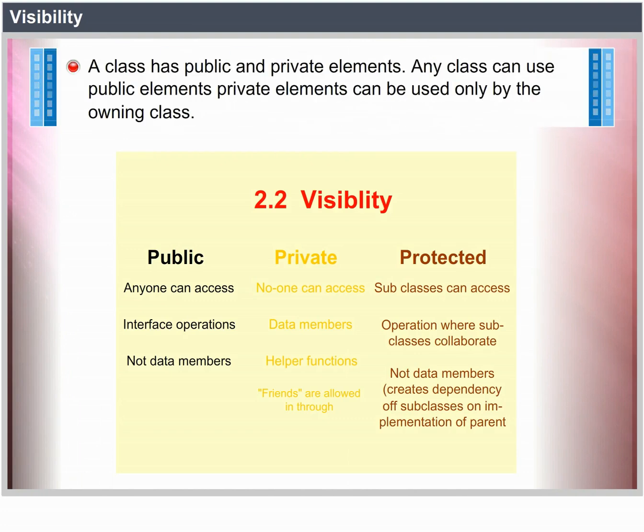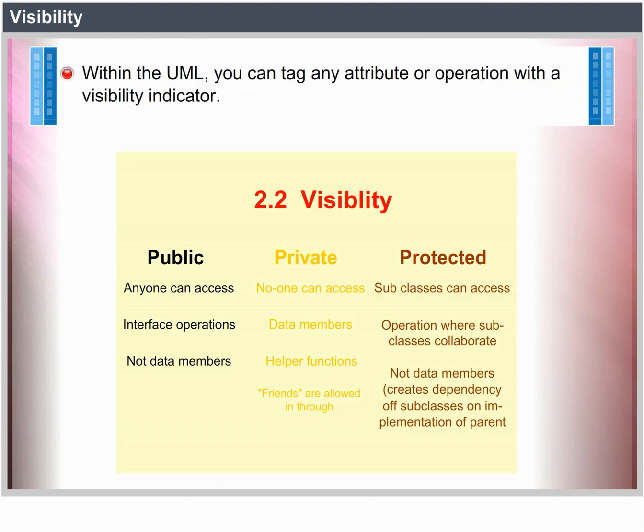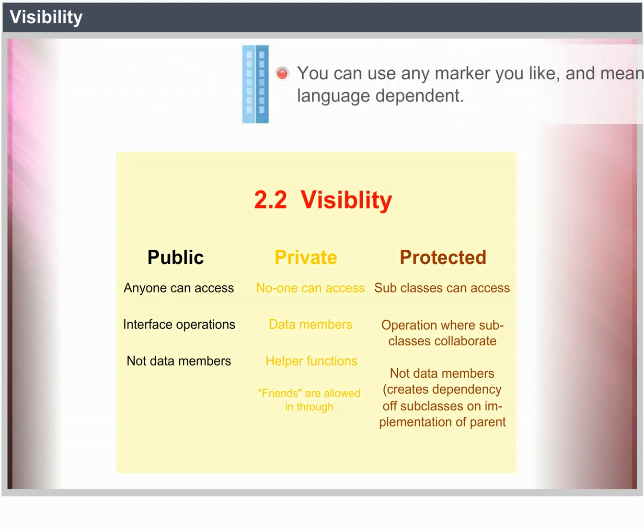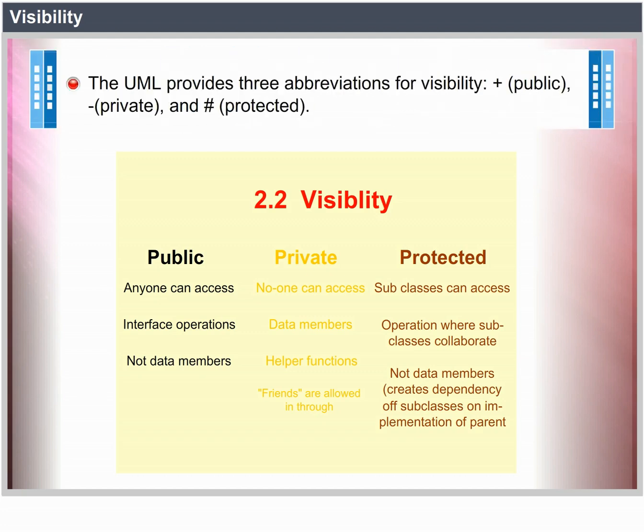A class has public and private elements. Any class can use public elements. Private elements can be used only by the owning class. Within the UML, you can tag any attribute or operation with a visibility indicator. You can use any marker you like. The meaning of the marker is language dependent. The UML provides three abbreviations for visibility: plus for public, hyphen for private, and hash for protected.